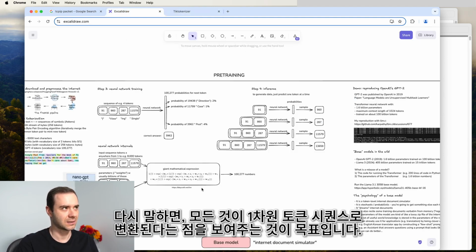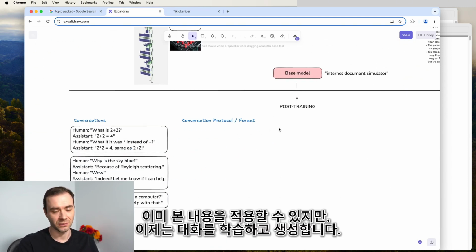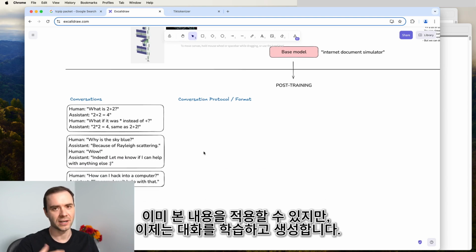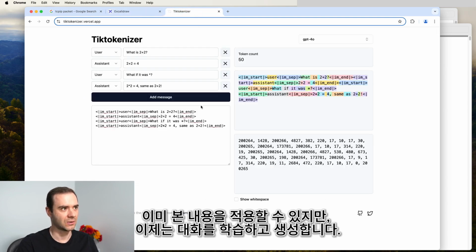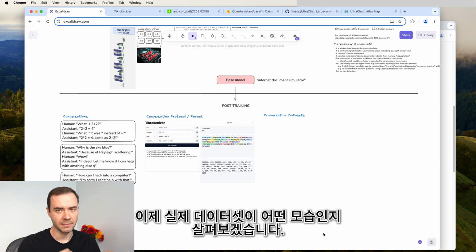So again, my goal is just to show you that everything ends up being just a one-dimensional token sequence, so we can apply everything we've already seen, but we're now training on conversations, and we're now basically generating conversations as well. Okay, so now I would like to turn to what these datasets look like in practice.